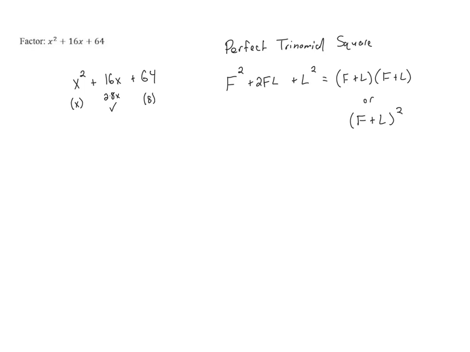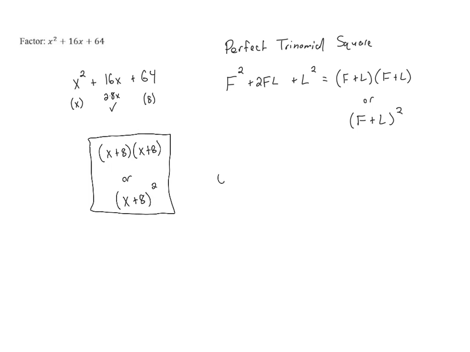And so we can factor that as x plus 8, the first plus the last, times x plus 8. Or equivalently, we could write that as x plus 8 quantity squared. Either one of these is a perfectly acceptable answer. They're both equivalent to each other.